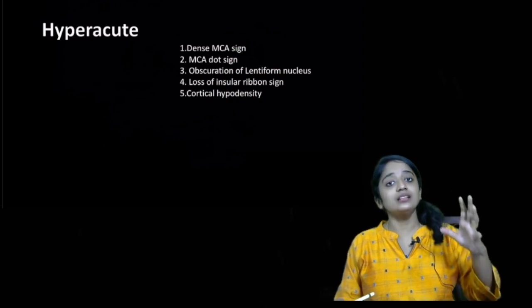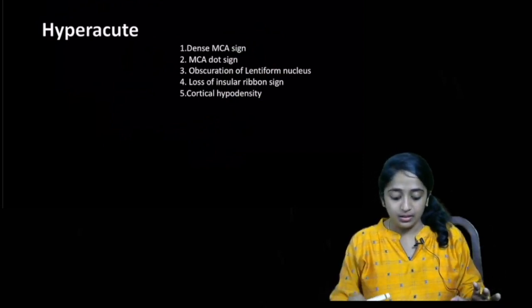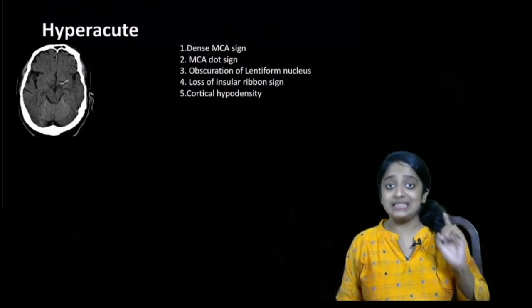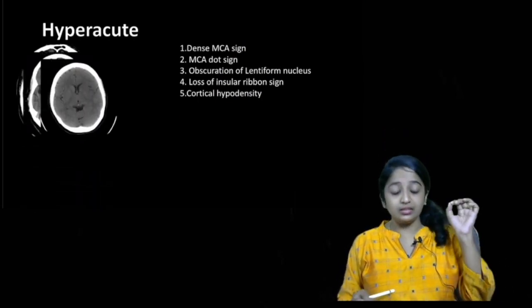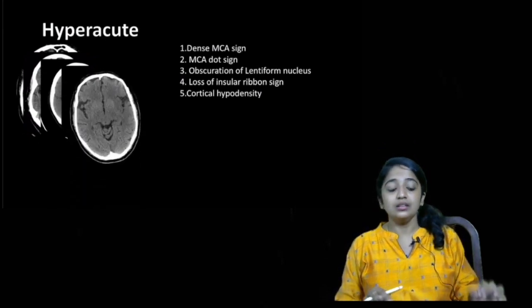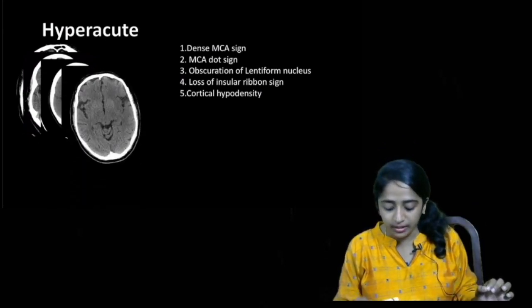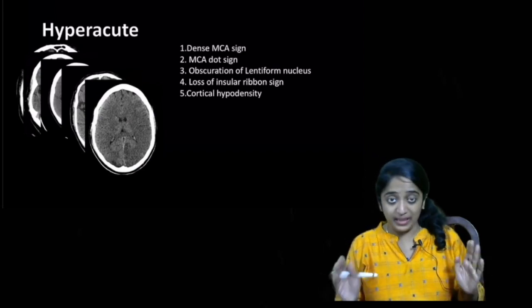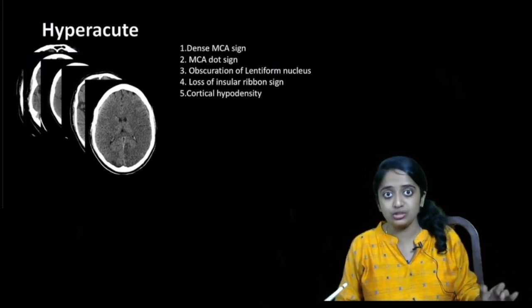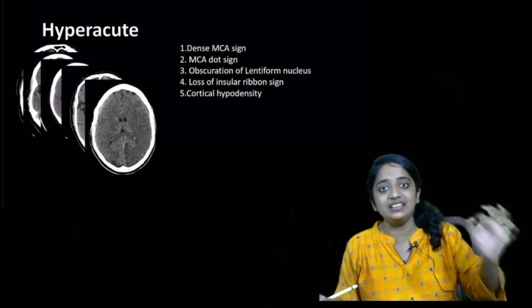So summarizing the hyperacute infarct findings, there is dense MCA sign, then there is MCA dot sign, then there is obscuration of the lentiform nucleus, then there is loss of insular ribbon sign, and finally there is cortical hypodensity, making the gray-white matter differentiation difficult or indistinct.